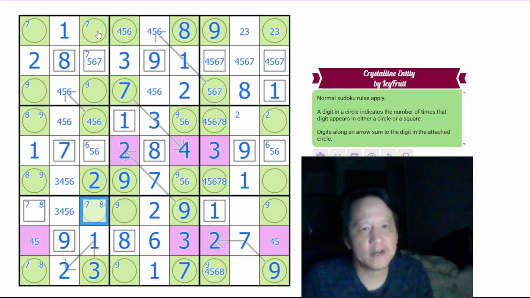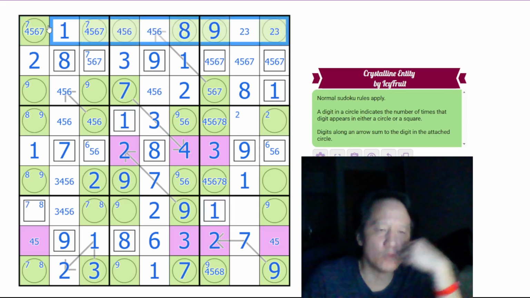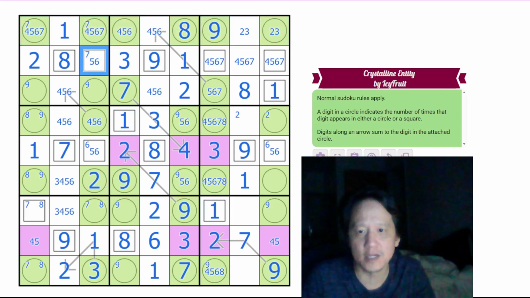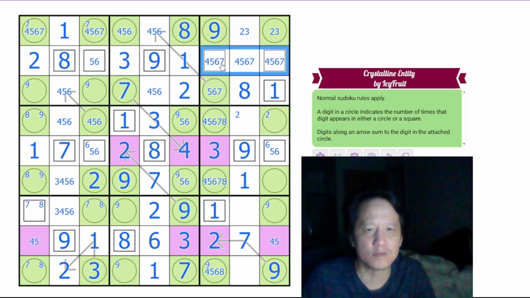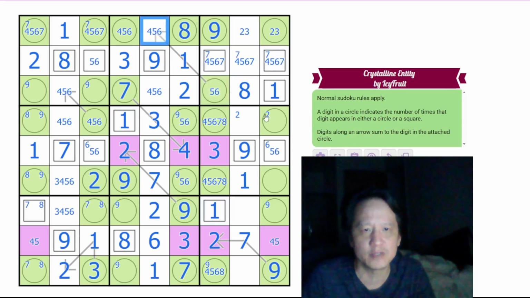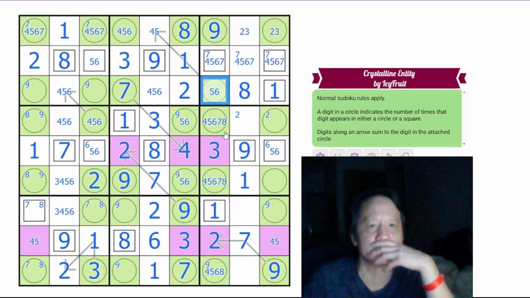This is looking fine. 4, 5, 6, 7 here. 4, 5, 6, 7. Where can the 7 be in row 1? It can only be one of those two, so this can't be 7. Which means the 7 has to be in row 2, has to be one of these 3 cells. So this can't be 7. Since this can't be 7, this can't be 6 to add up to that digit.